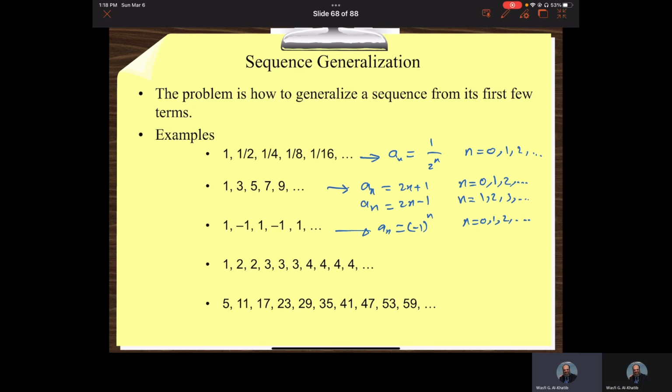What do you think? If you cannot come up with a formula, can anybody come up with a rule? Go ahead. The number n repeated n times. So basically the rule says this is the number n repeated n times before incrementing it, and then incrementing it by 1.